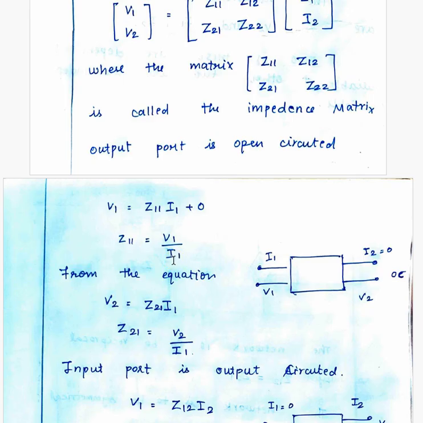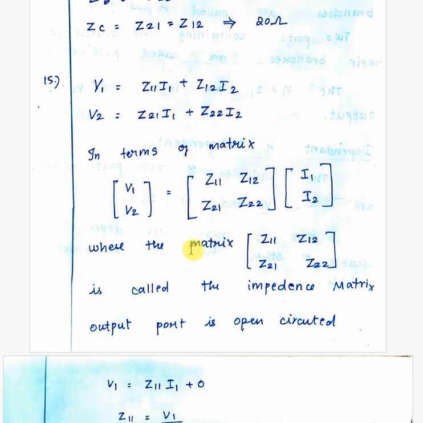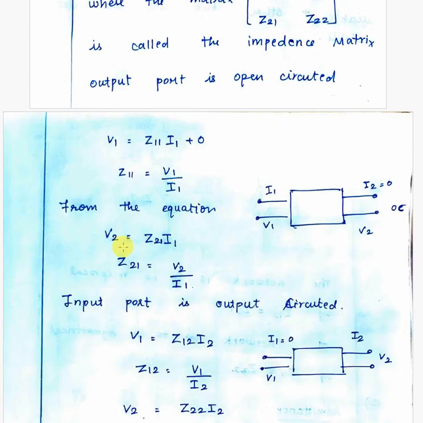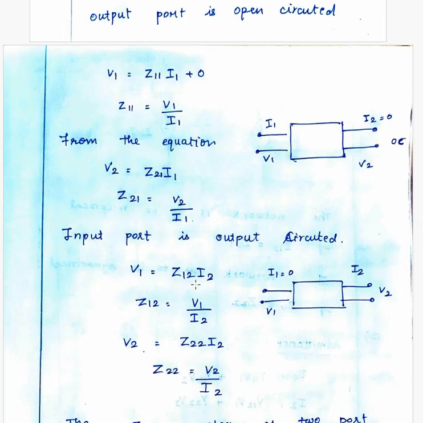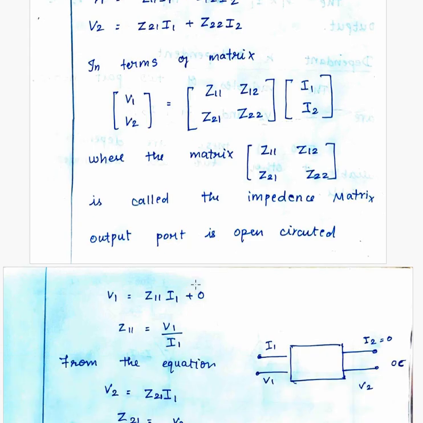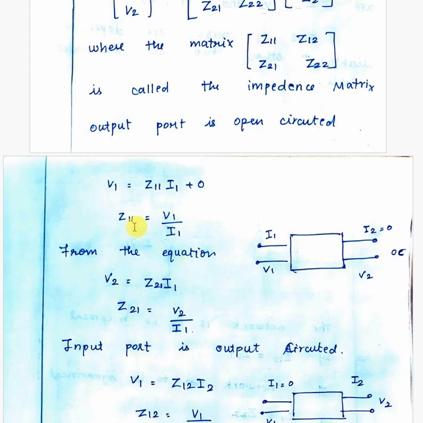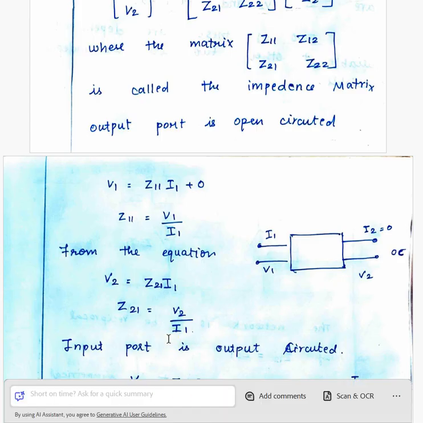Next, we substitute the same value, I2 equal to 0, in the second equation. The second term becomes 0, so the equation will be V2 equal to Z21 into I1. Then we can rewrite Z21 equal to V2 by I1. In the first step, we identified the values for Z11 and Z21.